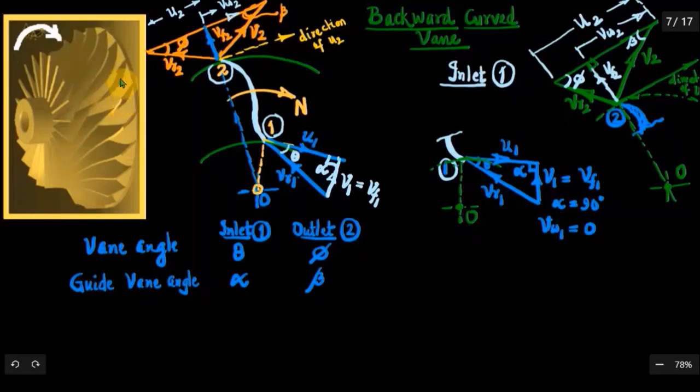The vanes are curved against the direction of rotation. I mean, considering the direction of rotation, vanes are curved back. So it's like this. It is rotating in the clockwise direction, and the vane is curved opposite to the direction of rotation at the outlet tip. So this is inlet tip 1, outlet tip 2, and here we have the velocity triangle.